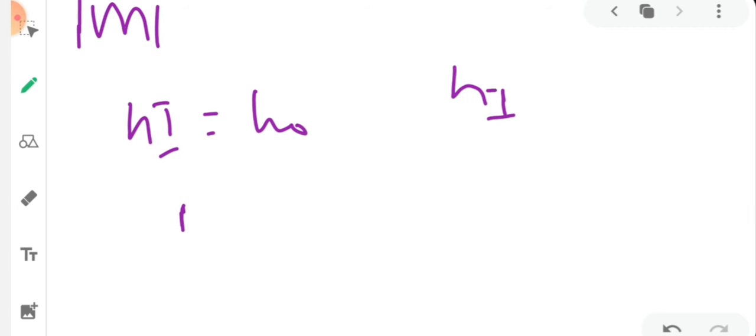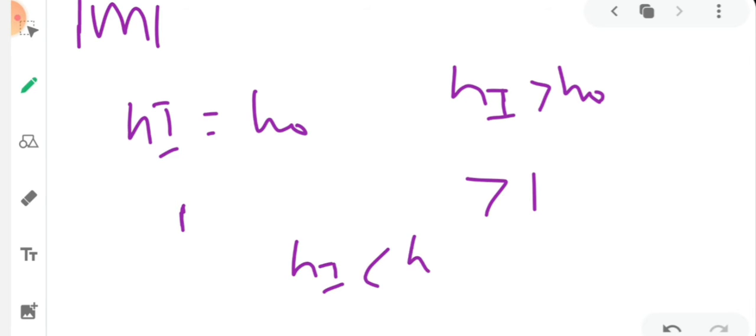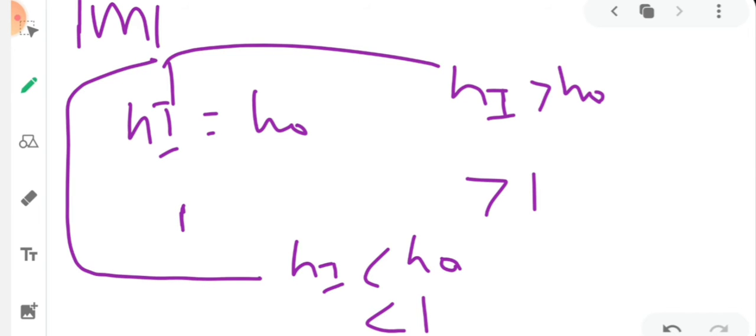What can we say about it? Suppose the height of the image is equal to the height of the object, then the magnification value is 1. If the height of the image is greater than the height of the object, then magnification is greater than 1. But if the height of the image is less than the height of the object, then magnification is less than 1. These are the three cases of the magnification. So keep in mind these things.